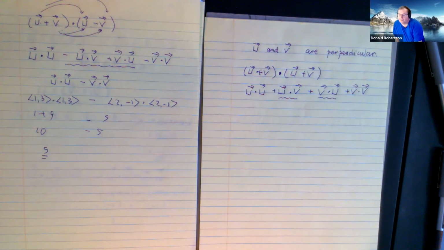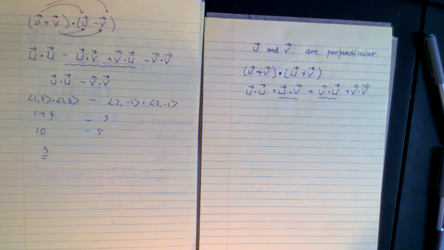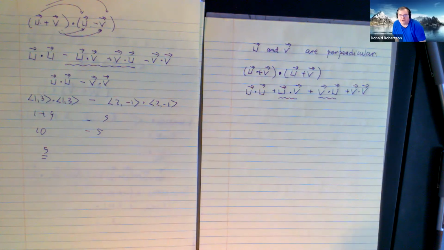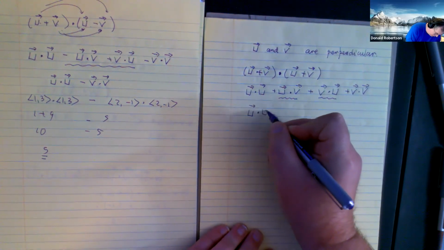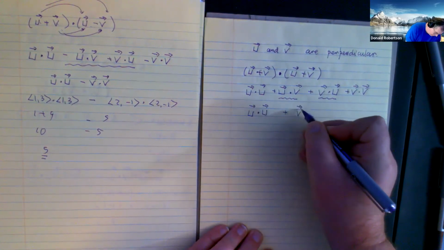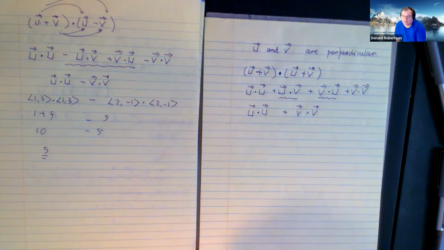What do those two guys equal? Is that just 2 u dot v? Well, that's true, but what is u dot v if u and v are perpendicular? Right angles, if you prefer. What's the dot product of two vectors that are at right angles to each other? Wasn't that 0? It is. So what you get is just u dot u plus v dot v. Interesting.